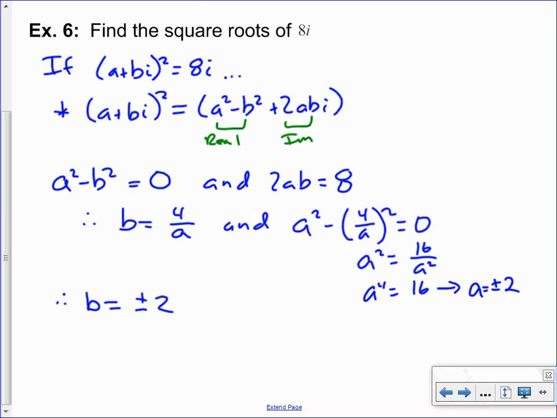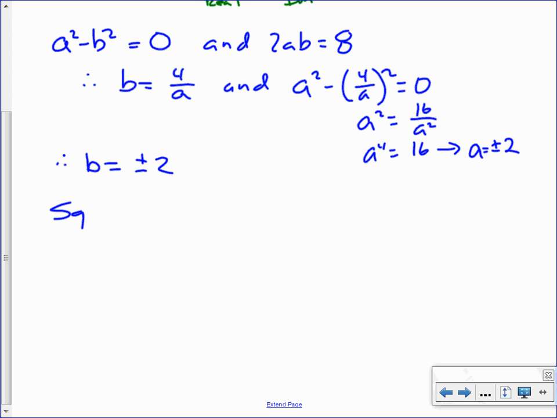So the square roots are 2 plus 2i and negative 2 minus 2i. You're going to need 2 roots, right? Yeah, it is.